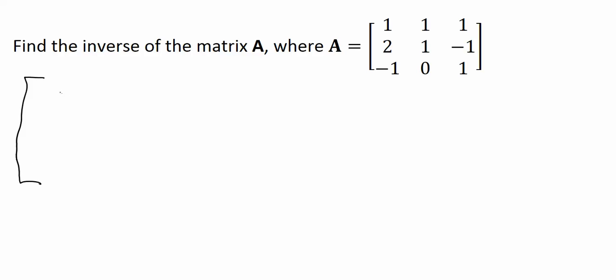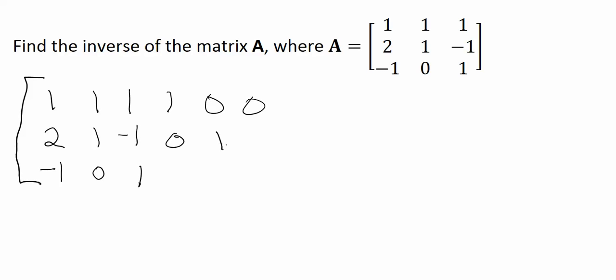So we'll start off as usual with our 3 by 3 on the left side. 1, 1, 1, 2, 1, minus 1, minus 1, 0, 1. And then to the right of this, we place the 3 by 3 identity matrix. So 1, 0, 0, 0, 1, 0, 0, 0, 1. So you'll see those right 9 numbers are the identity matrix. And now we perform Gaussian elimination on this in order to advance the process.